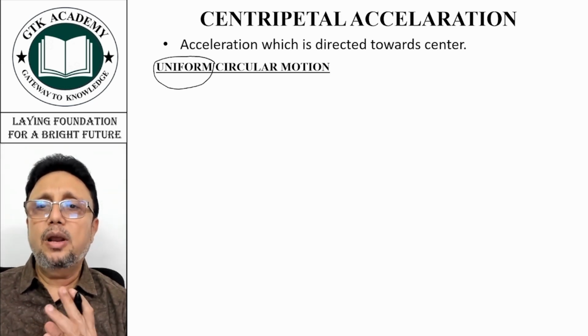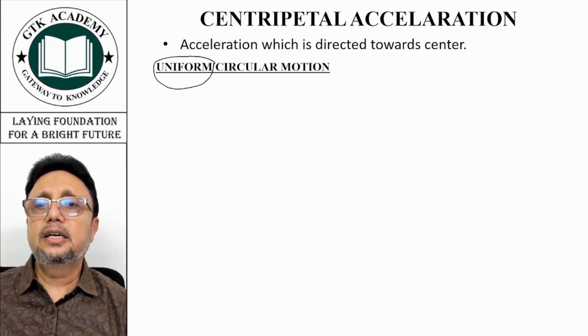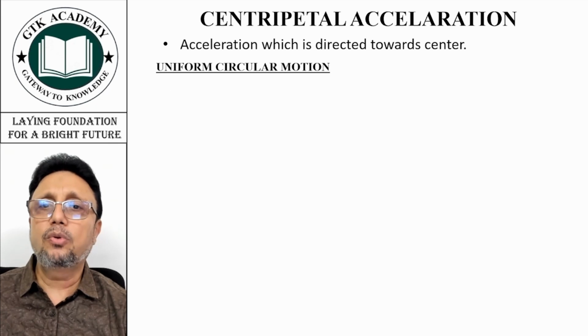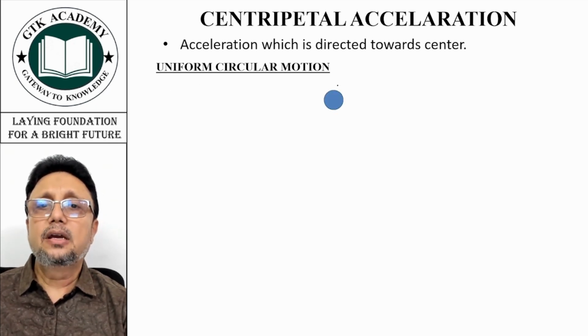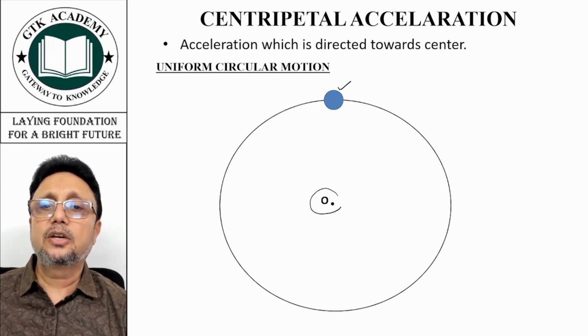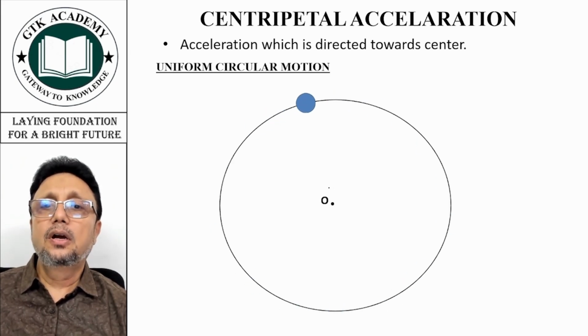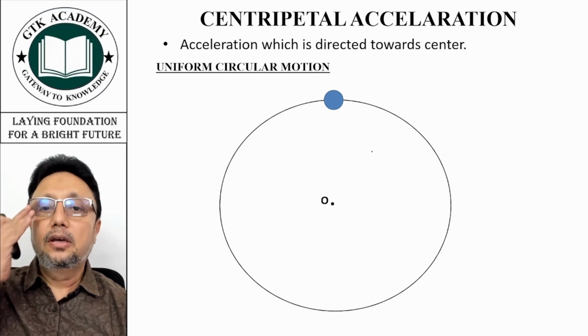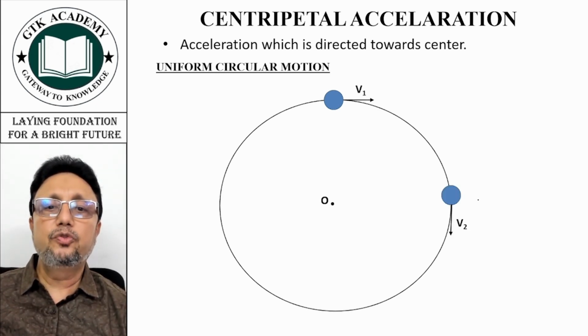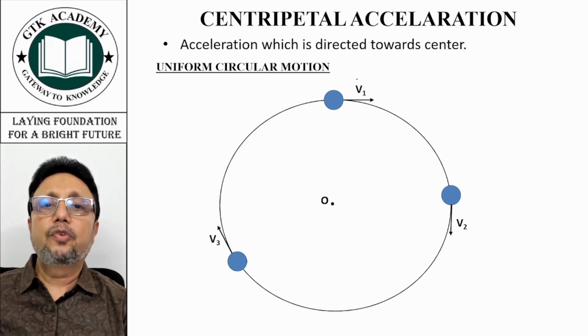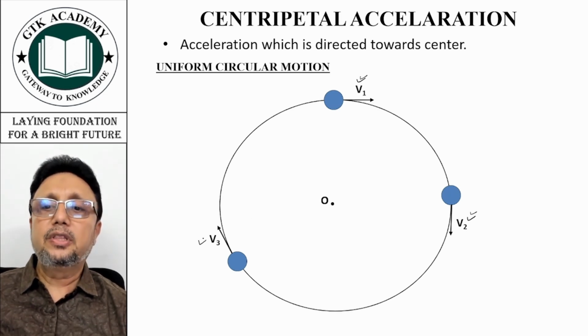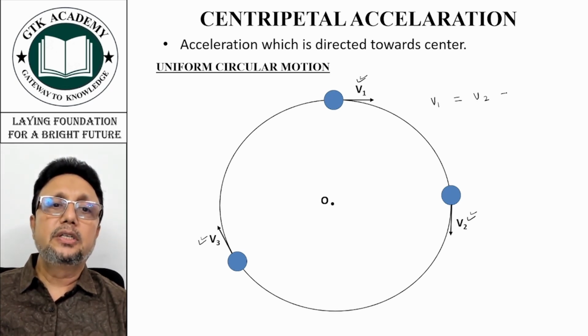Uniform circular motion means when a body moves in a circular path in such a manner that its velocity is constant in magnitude at each and every point, then it's called uniform circular motion. For example, this is a body shown in blue color. It's moving in a circle with center at O, like this. Suppose at this point its velocity is v1. At any other point, velocity is v2. At any other point, its velocity is v3. Whether it is v1 or v2 or v3, they are different in direction but same in magnitude. v1 is equal to v2 is equal to v3 in magnitude, meaning mod of v1, v2, v3 are equal, and that is equal to v, say.